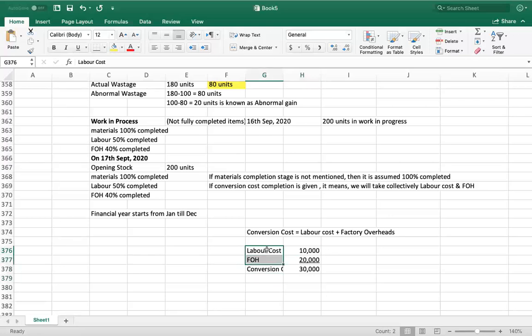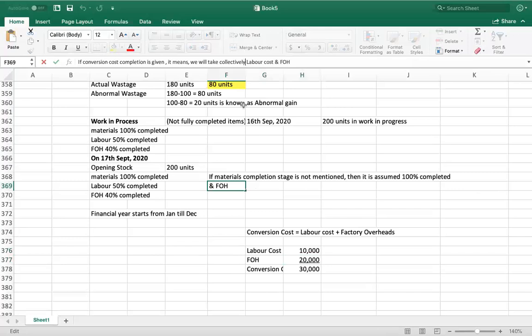Then we will take collectively labor. What does collectively mean? Collectively means you will add these two, the conversion cost. I think I will remove this word collectively, as it will cause confusion.